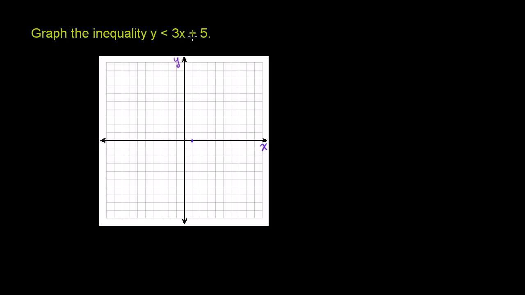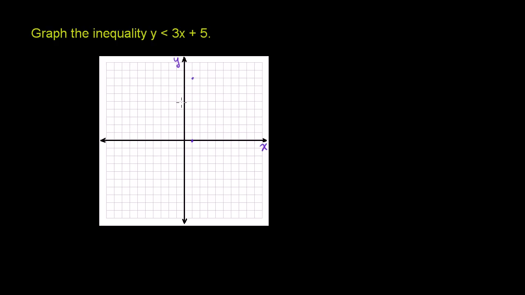3 times 1 plus 5. So 3 times x plus 5. So 3 times 1 is 3, plus 5 is 8. So 1, 2, 3, 4, 5, 6, 7, 8. This is saying that y will be less than 8. Y will be less than 3 times 1 plus 5.